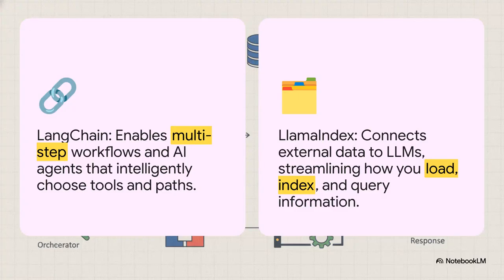Now, in the orchestration world, 2 names really dominate: Langchain and Llama Index. A simple way to think about them is this. Langchain is your go-to for building complex, multi-step workflows. If the user asks this, then go fetch data, then call that tool, and so on. Llama Index, on the other hand, is laser-focused on the data pipeline itself, making it incredibly efficient to load, index, and query your information. They are the control plane that runs the whole RAG logic.